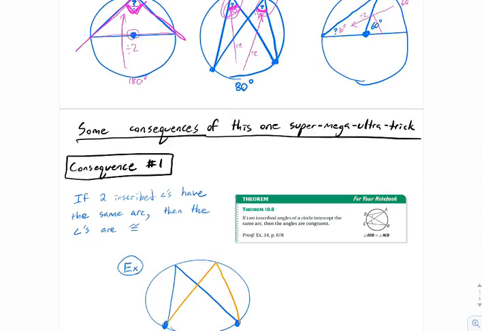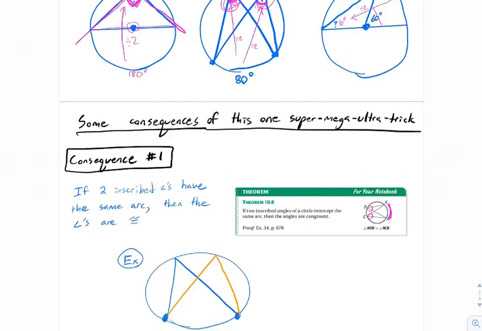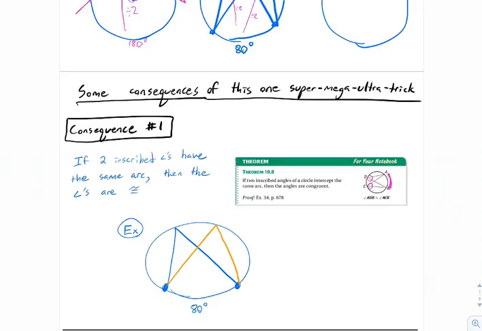So if both of these in their picture open up to AB, well then half of AB is here, half of AB is here, so they must be the same.